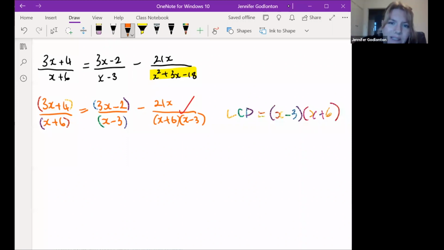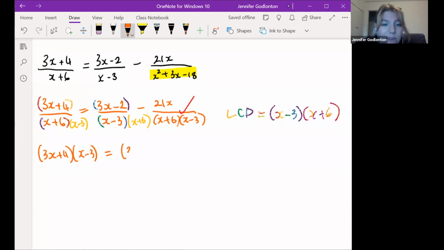Okay, so what's missing from this first one is x minus 3, and what's missing from the second one is x plus 6. So we're just going to multiply those up. So we have 3x plus 4 multiplied by x minus 3. That's why those brackets are so important. That's equal to 3x minus 2 times x plus 6 minus 21x. Now, all of that would be over the same denominator, so we don't need to write it because it is a fraction equation and it would drop.